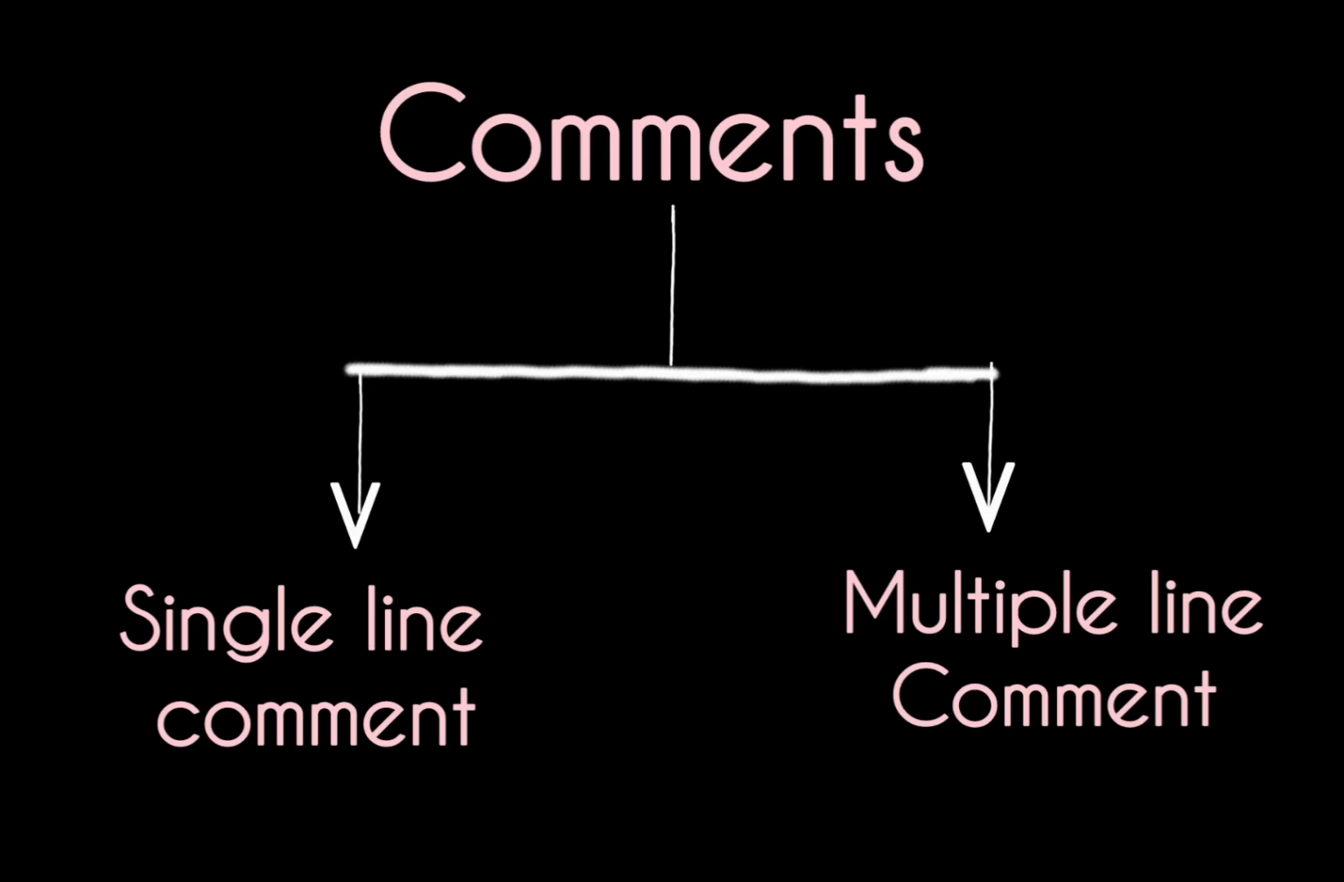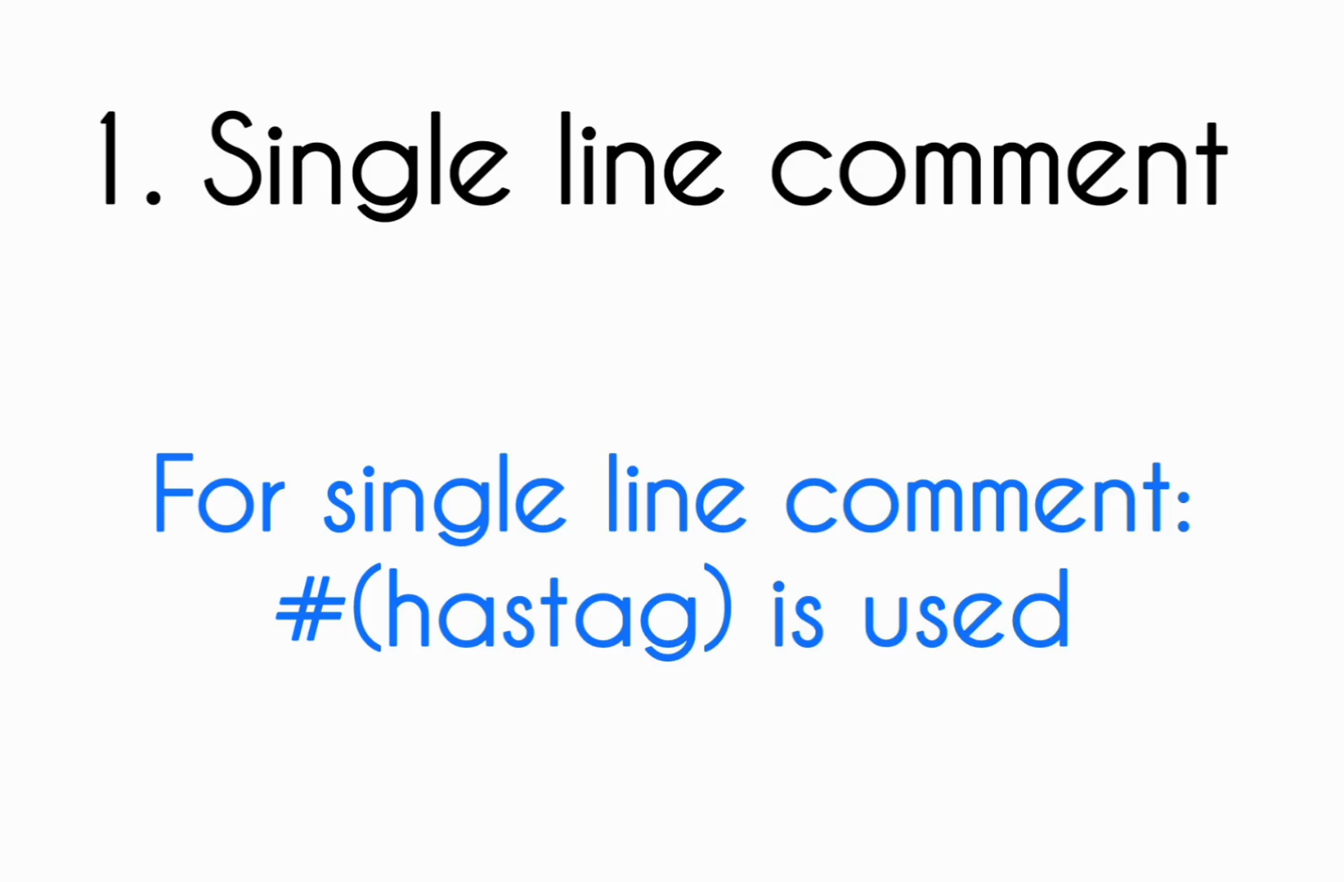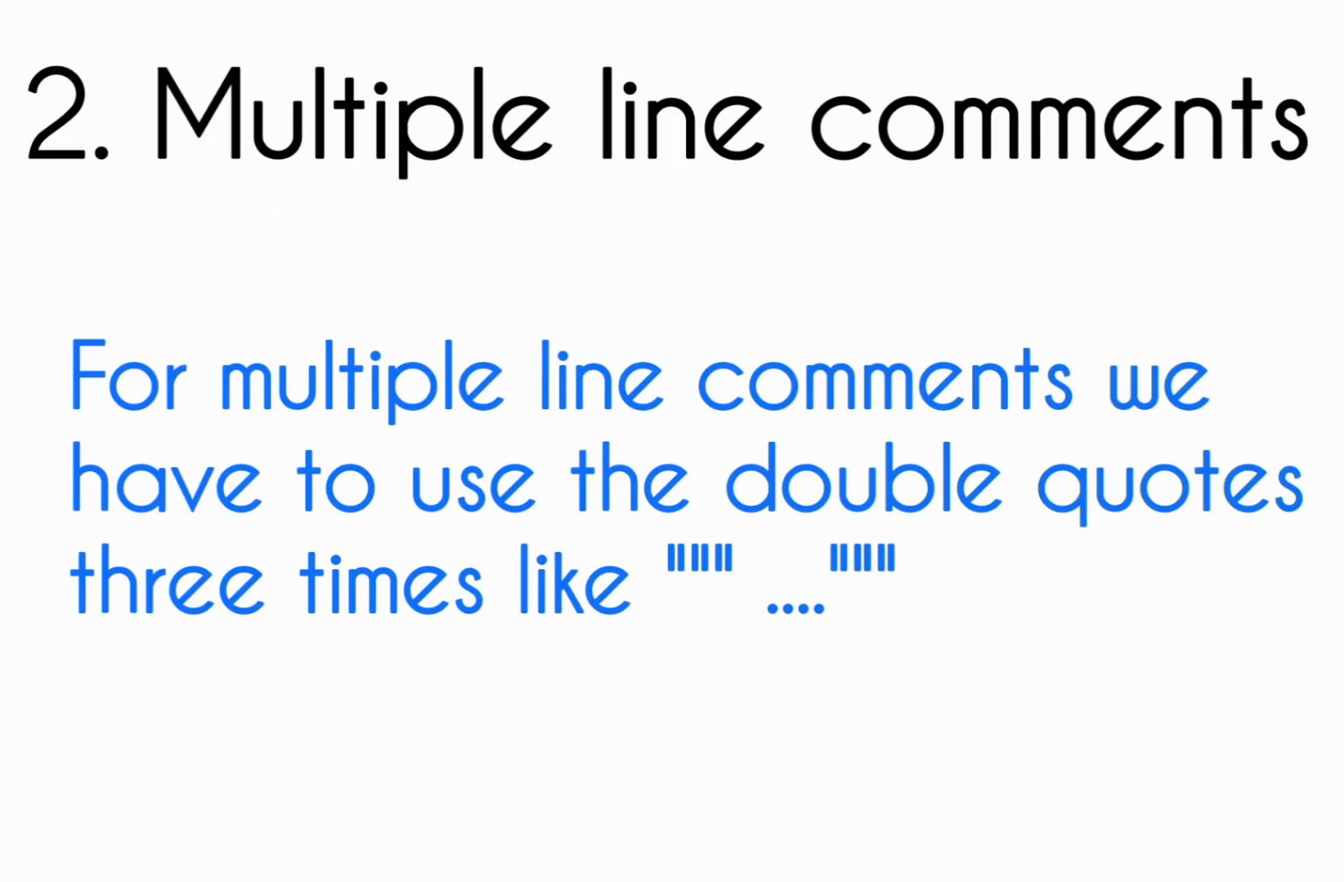There are two types of comment, single line comment and multiple line comment, and both have their different ways for creation. If you want to create a single line comment, then you can just simply use a hashtag symbol. Hashtag symbol is used for single line comment, and for multiple line comment, you can use double quotes 3 times. These are the ways, and now I will give you some examples so you can understand it in a better way.